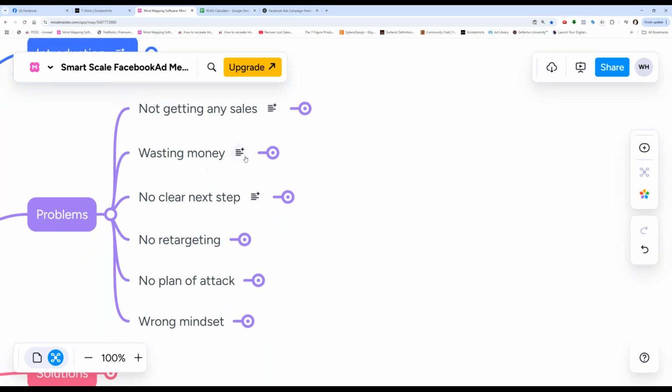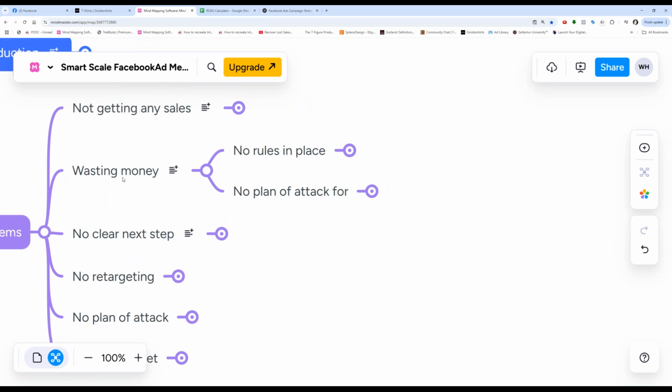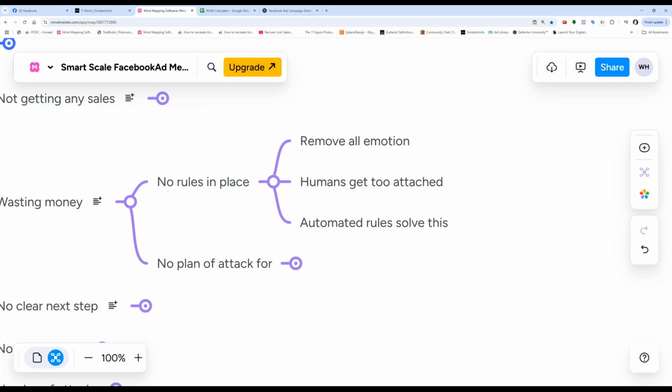Anyway, another problem is wasting money. Number one, when you're wasting money, especially with ads, you have no rules in place. If you have no rules in place, you're human and you have emotions. You want to have rules in place to remove all emotion from any decisions that have to happen within your ad campaigns for you to make money.